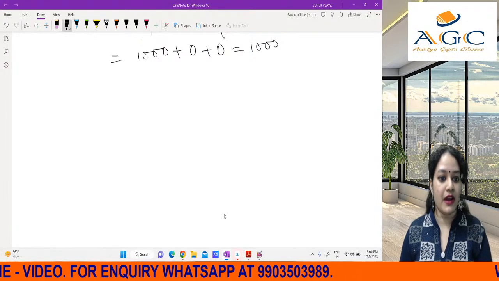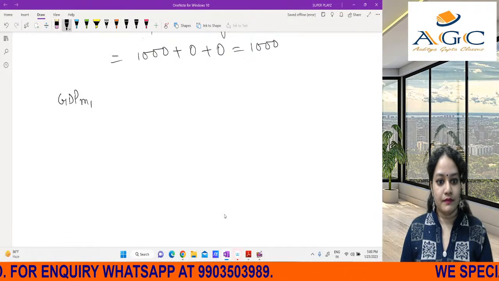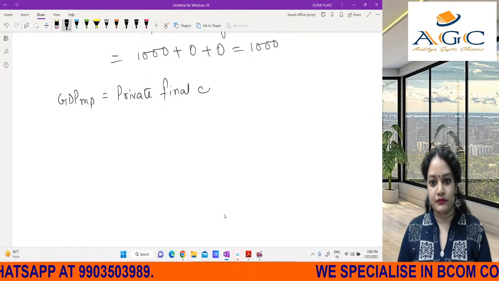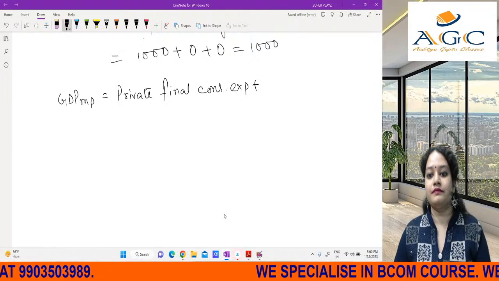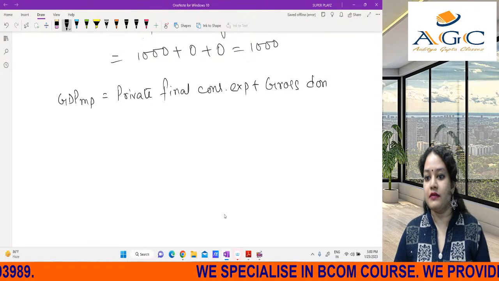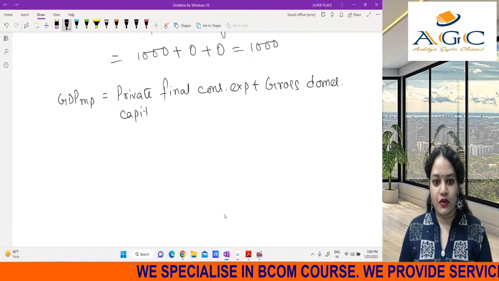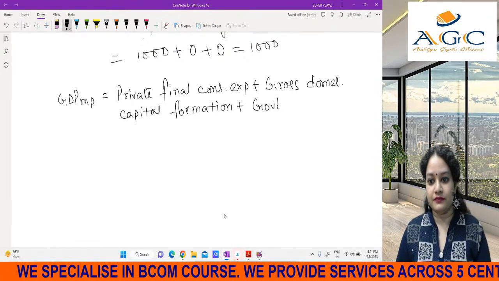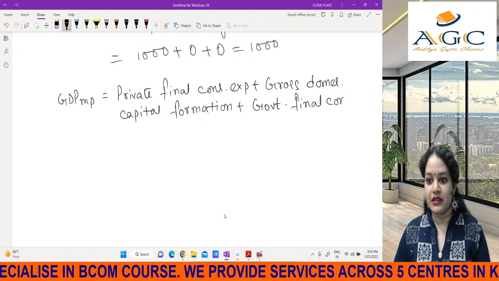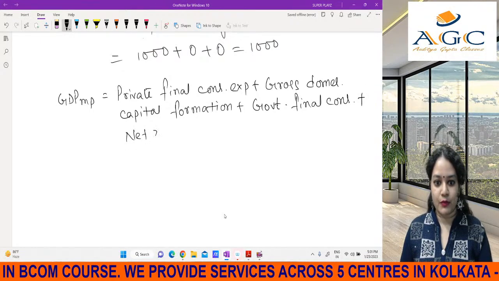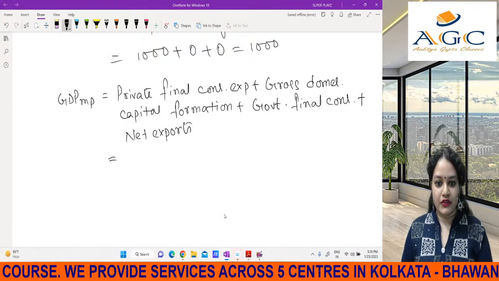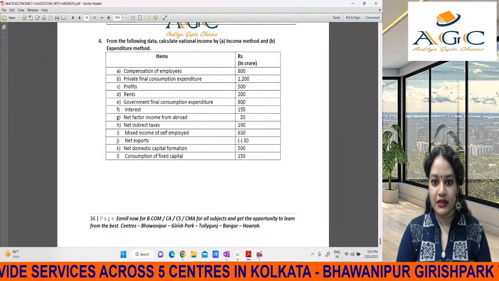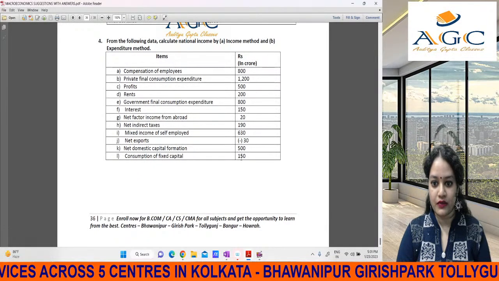Let's write down the formula once first. So for the expenditure method part, what is our formula? GDPMP is equal to private final consumption expenditure plus gross domestic capital formation, then government final consumption, then net exports. So in our sum we have the value of private final consumption expenditure as 1200, then 800 is our government and minus 30. So 1200, 800, minus 30.